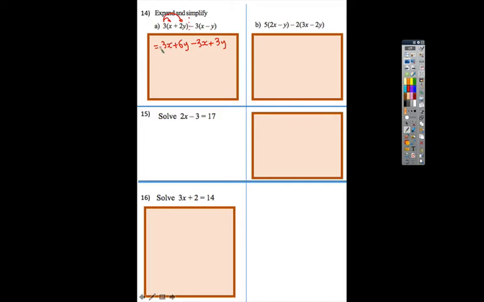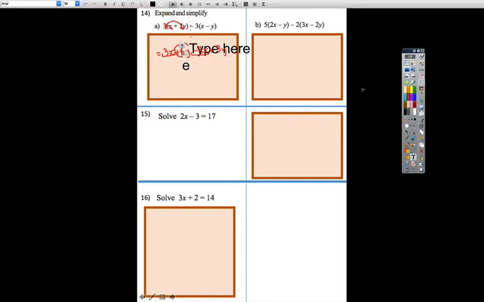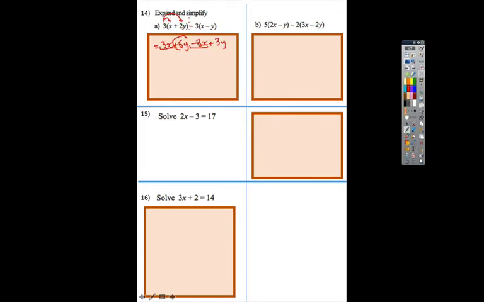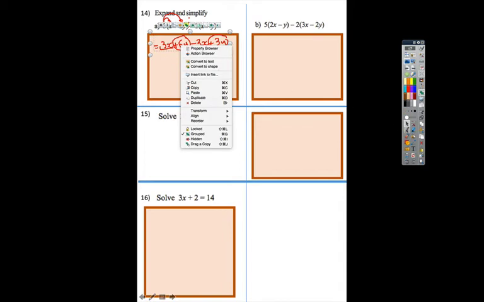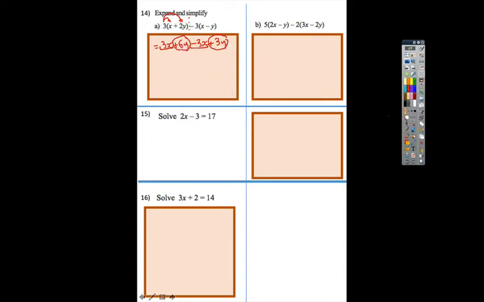Now, we've just got 3x, minus 3x, and then plus 6y, plus 3y. Now 3x minus 3x simplifies to 0, so we're not going to write 0. But 6y plus 3y is simplified to 9y. So all of that is simplified to just 9y.